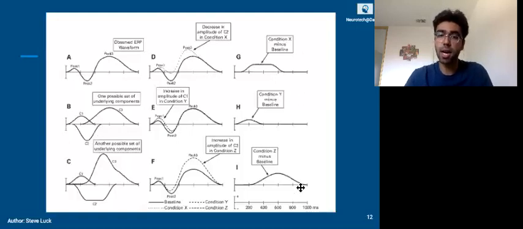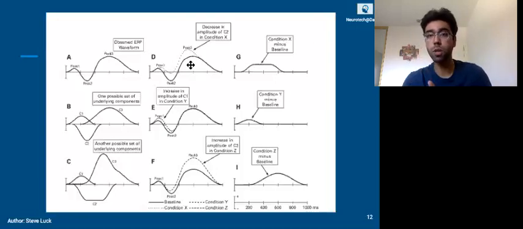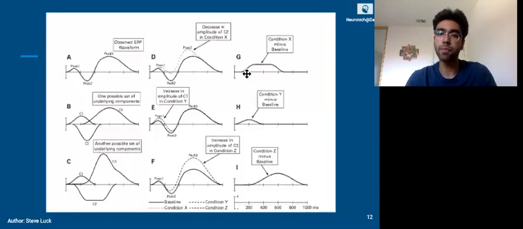Panels G, H, and I are what we call difference waves. So difference waves are, as the name suggests, when you subtract the baseline condition from the experimental condition. And difference waves are useful. They tell us a lot about the difference in activity between two different conditions. But they only work if the experiment is controlled enough that they only differ in one component.